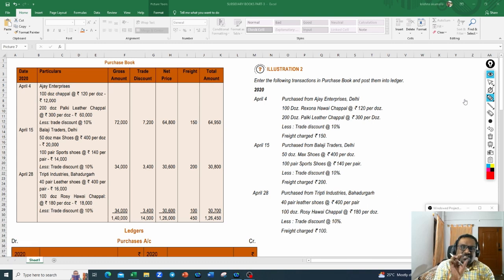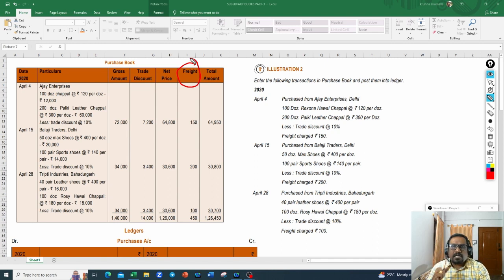See, the format is slightly changed because freight charges are included here. Whenever you see freight charges along with the purchases, we need to include those freight charges also in the purchase book, because freight charges are associated with the goods purchase. Any expenditure for that matter associated with purchases should be shown in the purchase book. That is the reason you see here, we have included a freight column additionally.